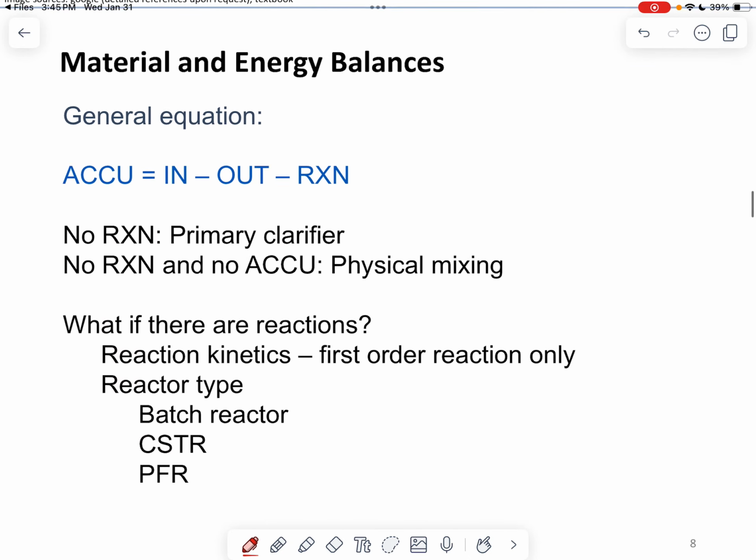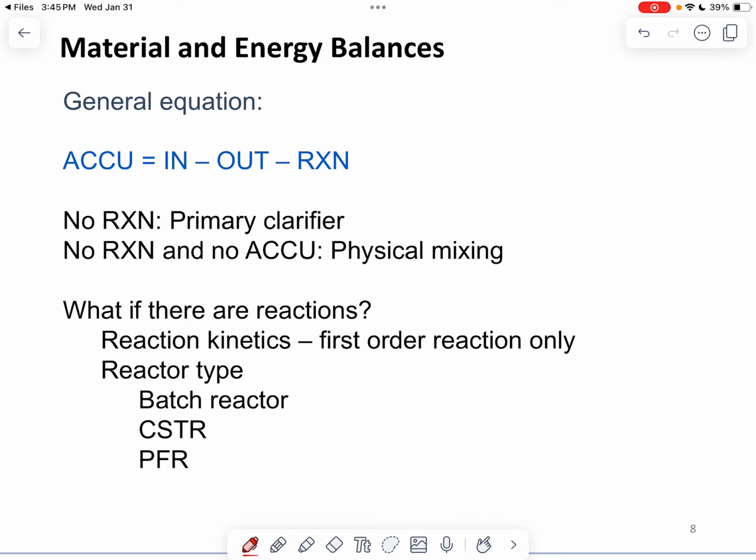So now if you consider what we have covered, this is a complete mass balance equation. We said that when there's no reaction, just accumulation equals in minus out. The primary clarifier can be the example, right? Suspended solids getting accumulated in the primary clarifier. When there's no reaction and no accumulation, then physical mixing of the water is the typical example. So these two examples have the same commonality that you don't have reaction.